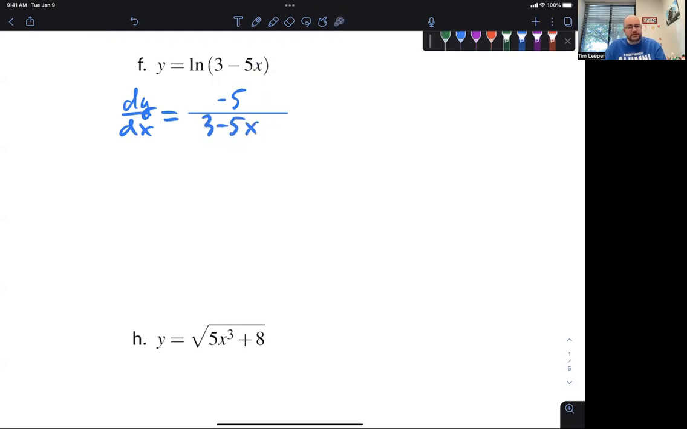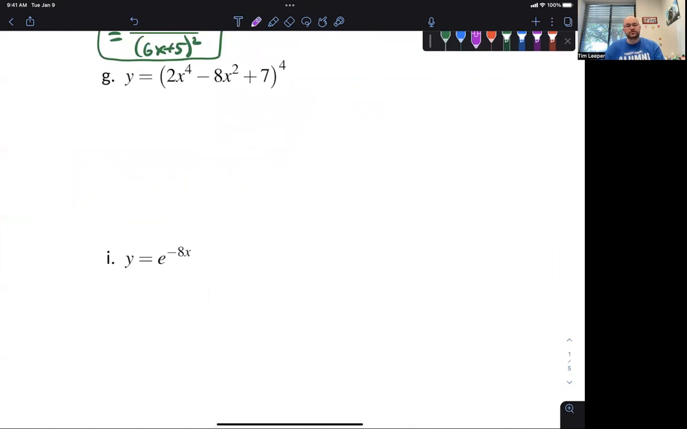And then if we need to, we would take this and multiply by the natural log of the base. But the base here is e because it's a natural log, so I don't need a natural log in my answer. And that's it. You'd simplify if you could, but you can't here. And there we go. That's letter F.